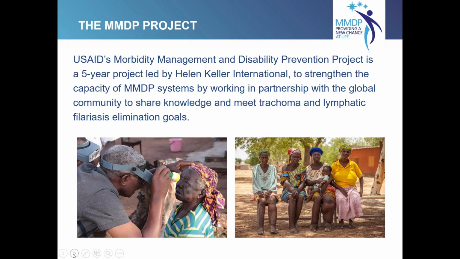USAID's Morbidity Management and Disability Prevention Project is a 5-year project led by Helen Keller International with a goal to strengthen the capacity of MMDP systems by working in close partnership with local governments and the global community to share knowledge and research on lymphatic filariasis. Today, we have the pleasure of discussing an exciting training package on LF morbidity management developed by WHO-ESPEN and an esteemed lineup.